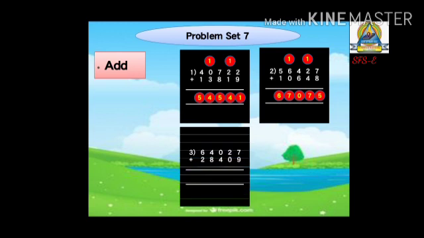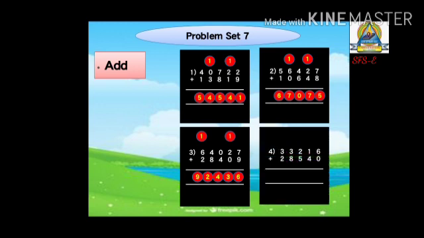Third one, 64,027 plus 28,409. 7 plus 9, 16. So write down 6, carry over 1. 1 plus 2, 3. 0 plus 4, 4. 4 plus 8, 12. So write down 2, carry over 1. 1 plus 6 plus 2, 9. So your answer is 92,436.